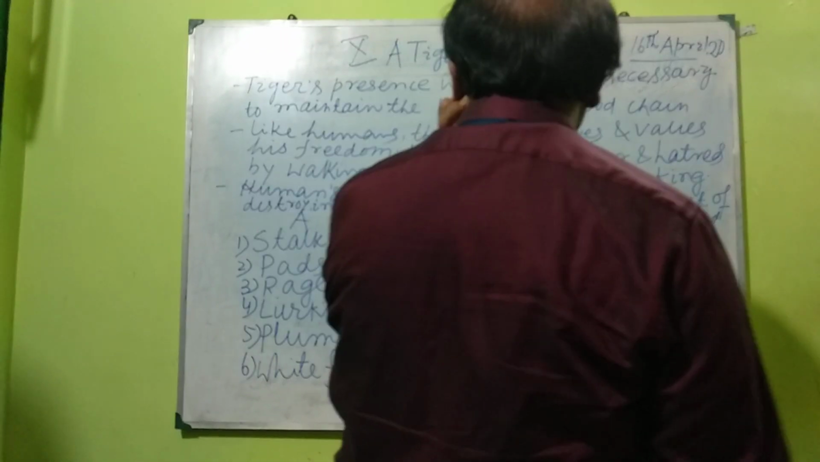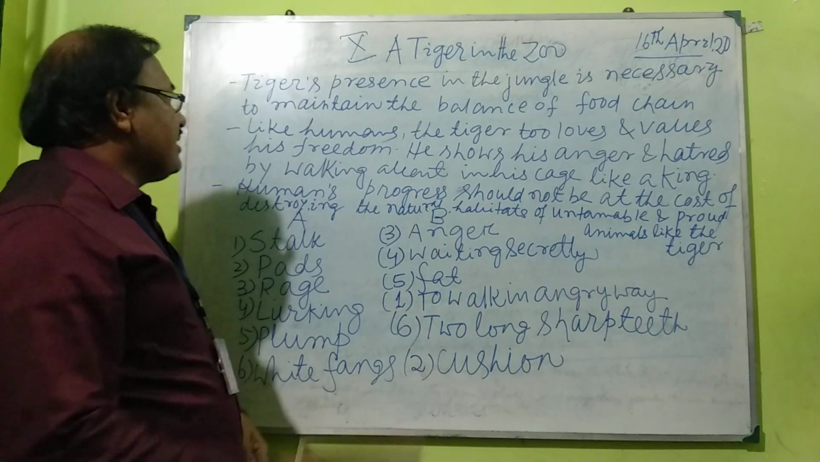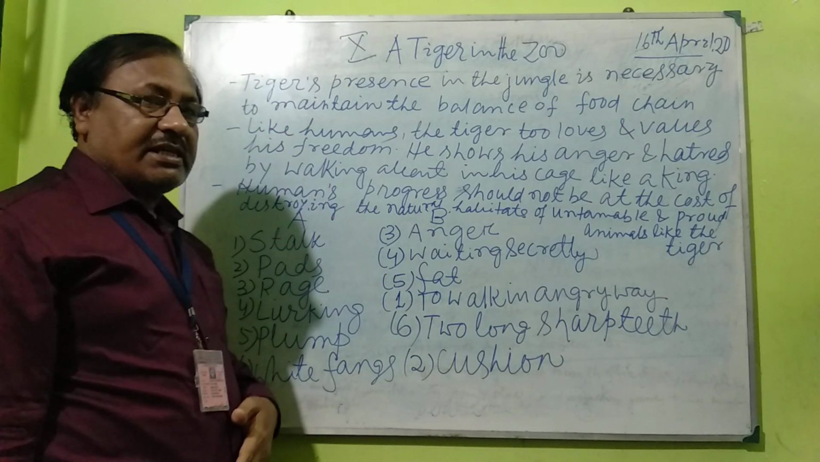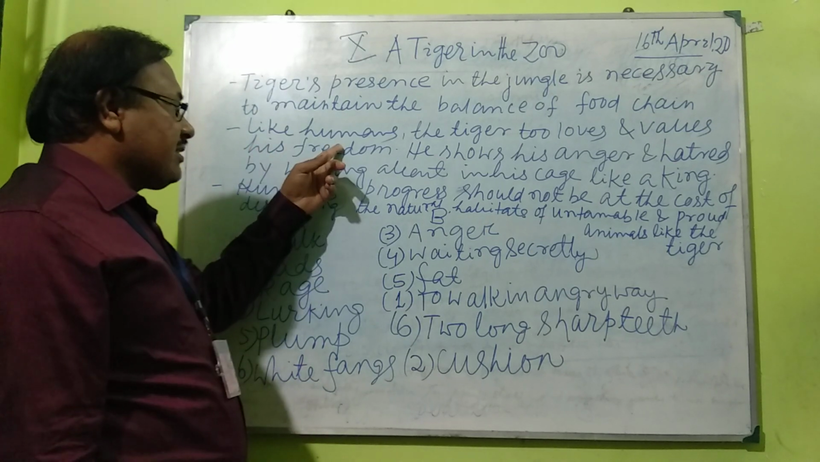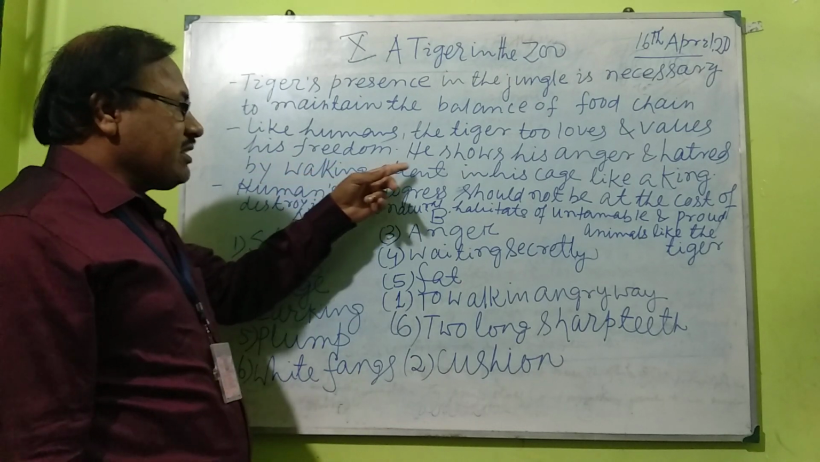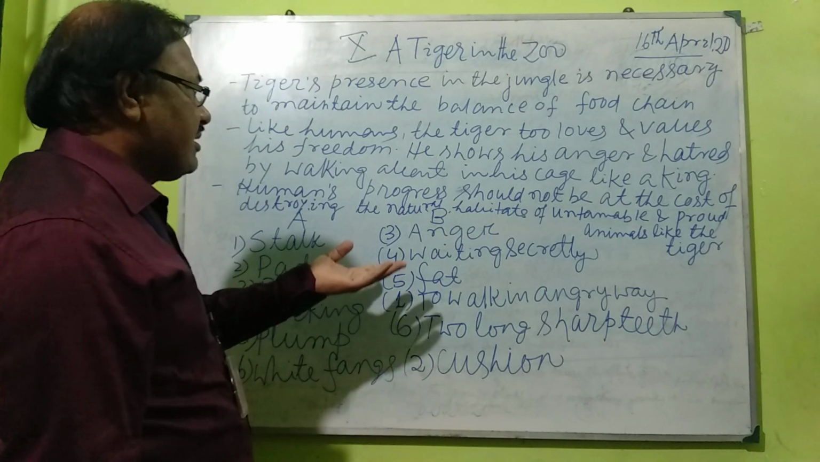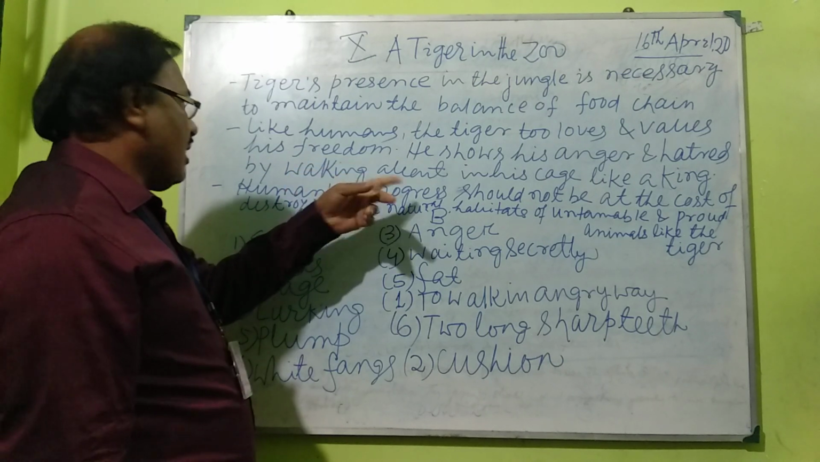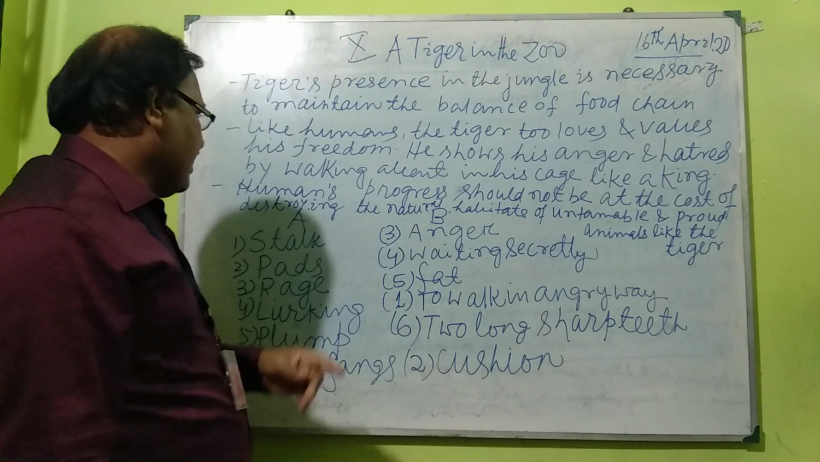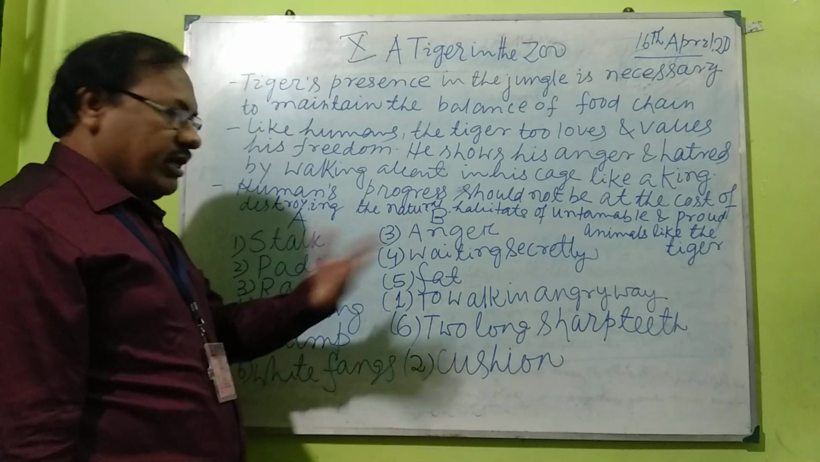Here tigers. So tigers' presence in the jungle is necessary to maintain the balance of a food chain. So their presence is inevitable. Like humans, the tiger too loves and values his freedom. He shows his anger, his hatred, his defiance, his disobedience by walking about in his cage like a king. He is not frightened of the human beings. Let us say, the tourists.